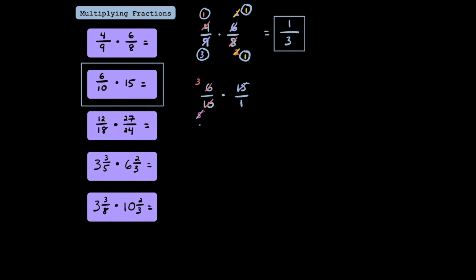5 divided by 5 is 1, and 15 divided by 5 is going to be 3. Since the bottom numbers are just 1, we can't simplify anymore. 3 times 3 on top is going to be 9, and 1 times 1 on bottom is going to be 1. 9 would be our product here.